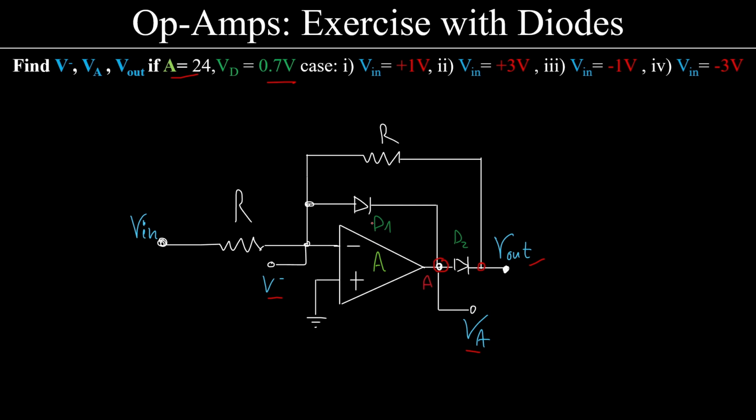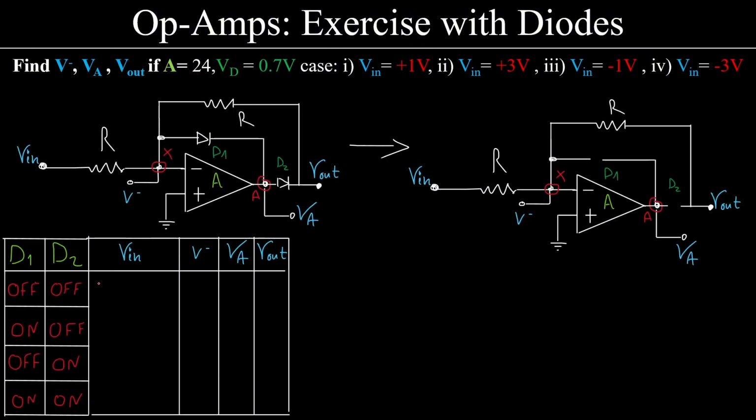How about D1? Before D1 is this point, which is the inverting input of the op-amp. I'm going to name it X for convenience. Step number 2. I draw my little table over here for D1 and D2, whether they are on or off, under which condition for which Vin, and how much will V minus, VA, and Vout be for that condition. And then, and only then, I go ahead and check into which of these categories these four values belong.